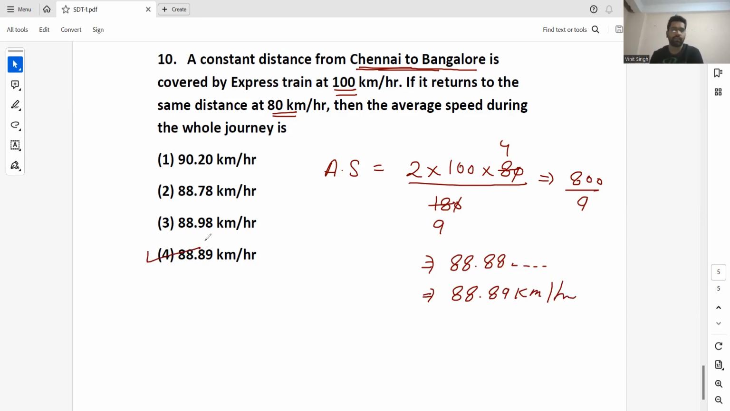Now, while calculating the average speed, you should remember the formula. Average speed is equal to 2 into S1 into S2 upon S1 plus S2. The formula is very important. Now, sometimes the question asks directly on the average speed, so you should remember it. Average speed is different from the average of speeds. Clear? Don't add both the speeds and divide by 2. So you should remember the formula 2 into S1 into S2 upon S1 plus S2.